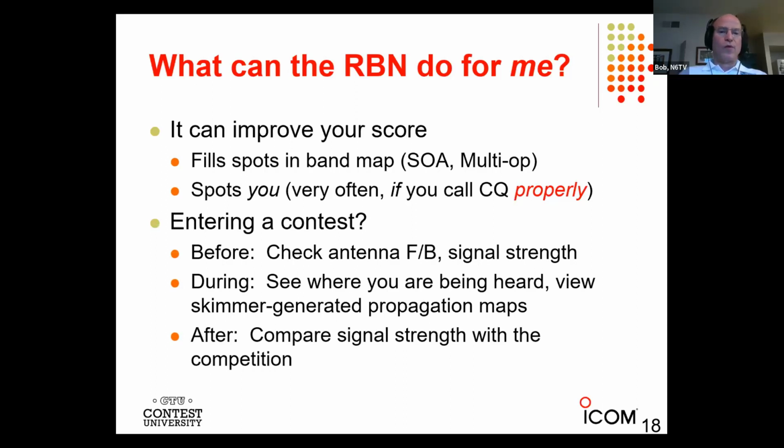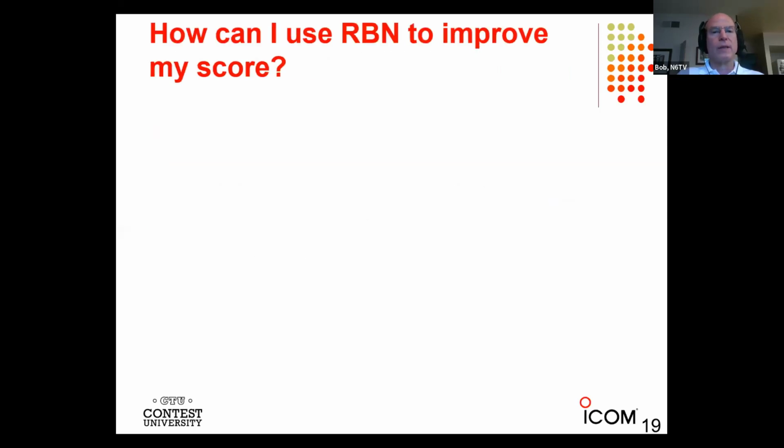So before a contest, you can check your front to back ratio and your signal strength. And there are some techniques for that using the spots and the signal reports that are coming out of the RBN. You can figure out where your antenna is getting out pretty quickly if your antenna's rotator calibration is wrong. And of course, you can compare signal strength impartially against your local competition.